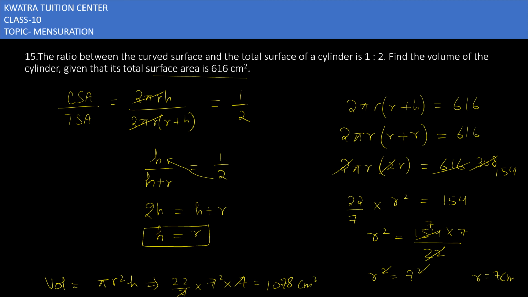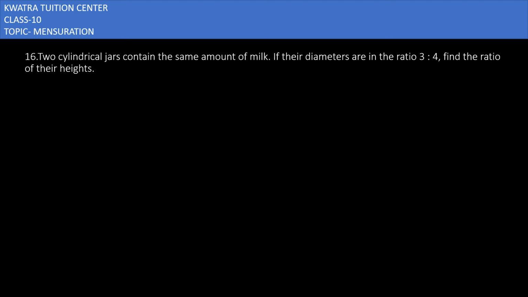Now moving to the 16th one. Let's start with question number 16. It says two cylindrical jars contain the same amount of milk. If their diameters are in the ratio 3:4, find the ratio of their heights. So we have to find the ratio of heights. First of all, you can see the ratio of diameters is already given to you, which is 3:4.